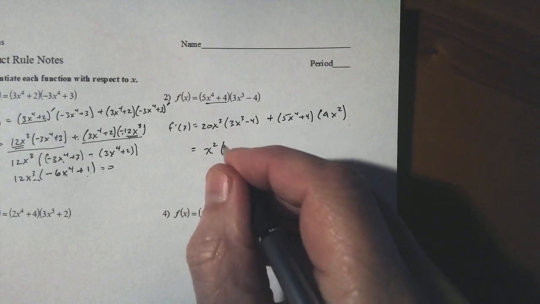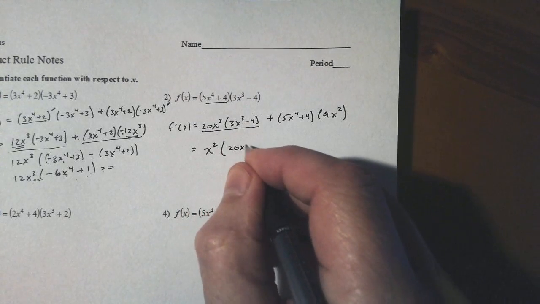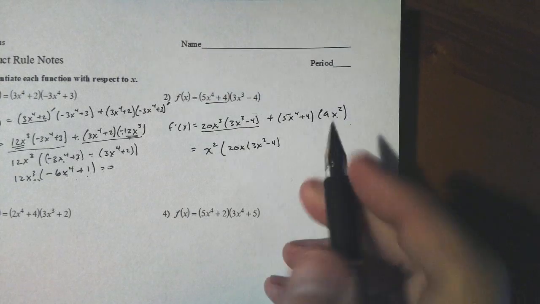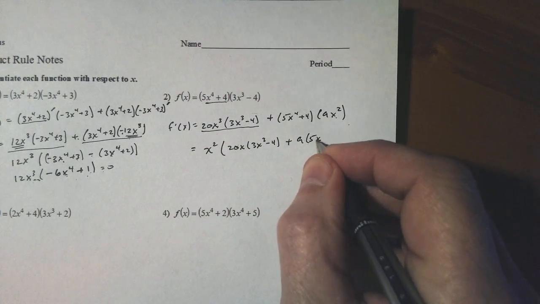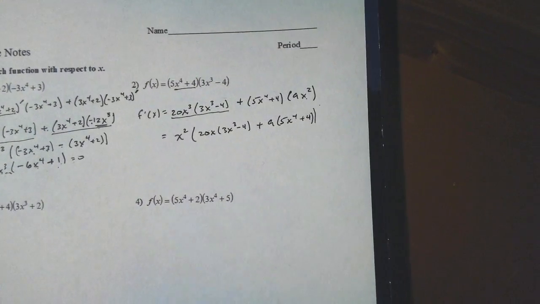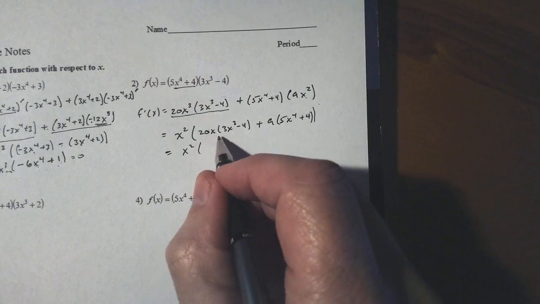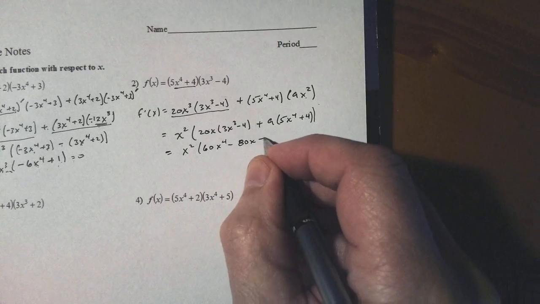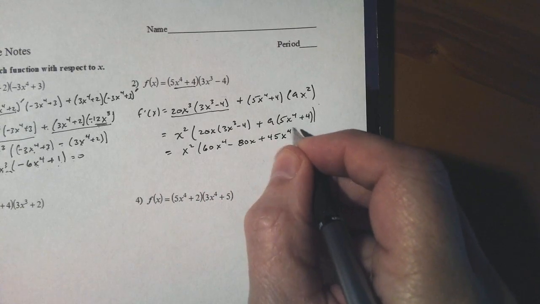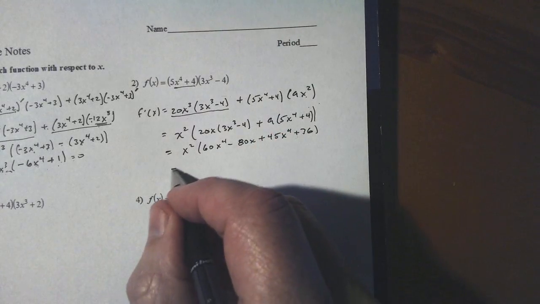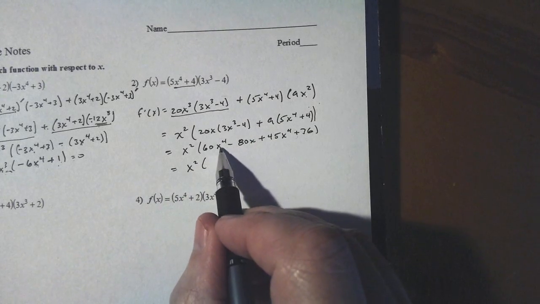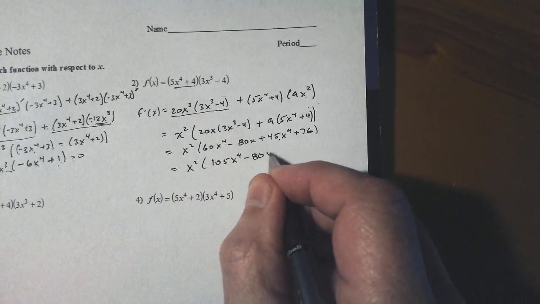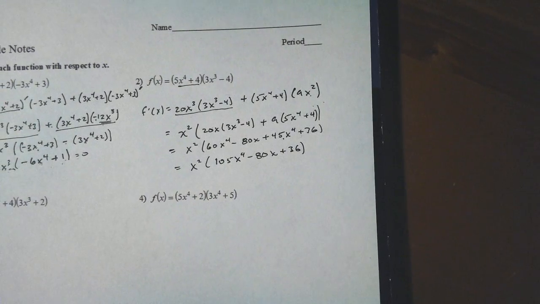I get x squared. If I take an x squared out of here, I'm left with a 20x times the 3x to the third minus 4. If I factor the x squared out of here, I still have a 9 times a 5x to the fourth plus 4. So let's see, that's x squared times, this would be 60x to the fourth minus 80x plus 45x to the fourth plus 36, or let's see, x squared times, how many x to the fourths do we have? 105x to the fourth minus 80x plus 36. And again, you could distribute the x squared through that.